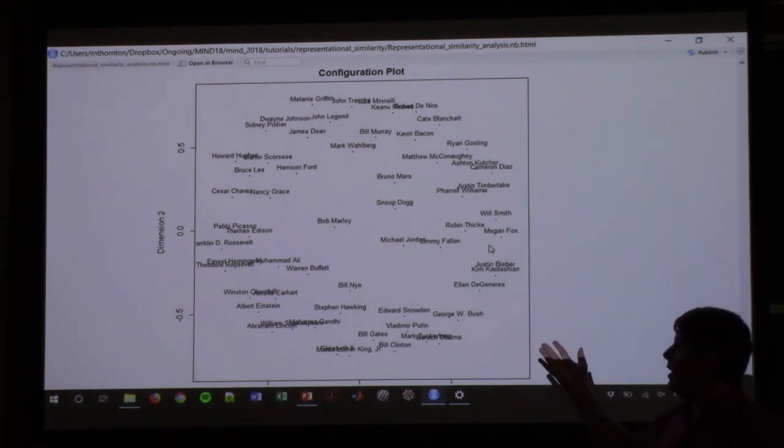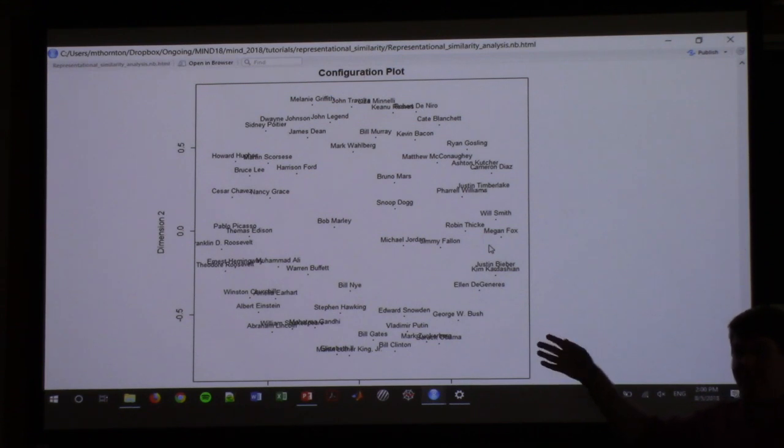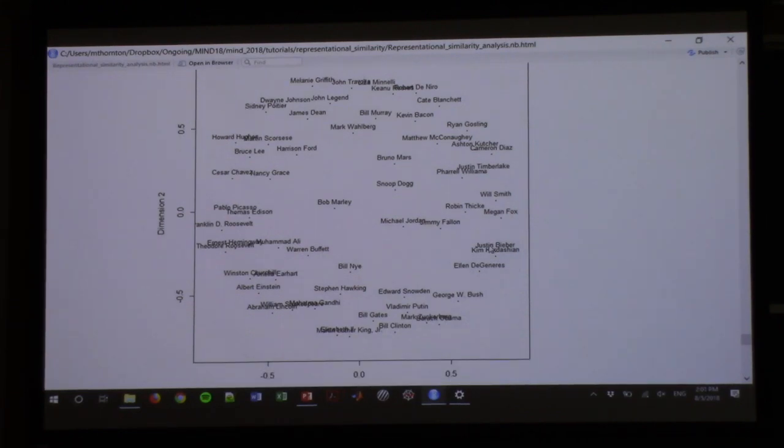And so what we want to know here is, is this actually a flat map, or is this a globe, or is something even higher dimensional? Is this a reasonable representation of the data? And the key statistic to estimating that is what's called stress.